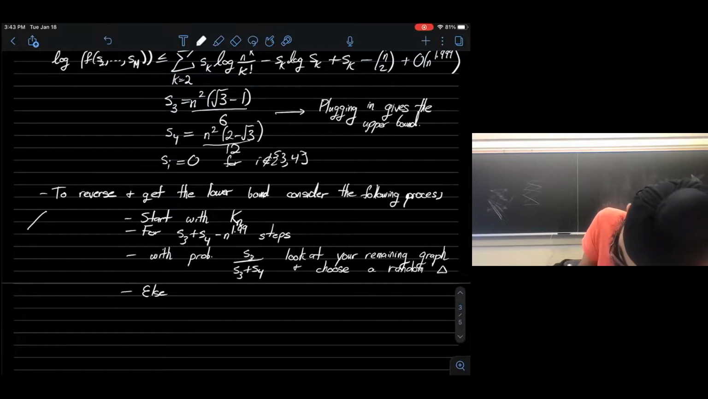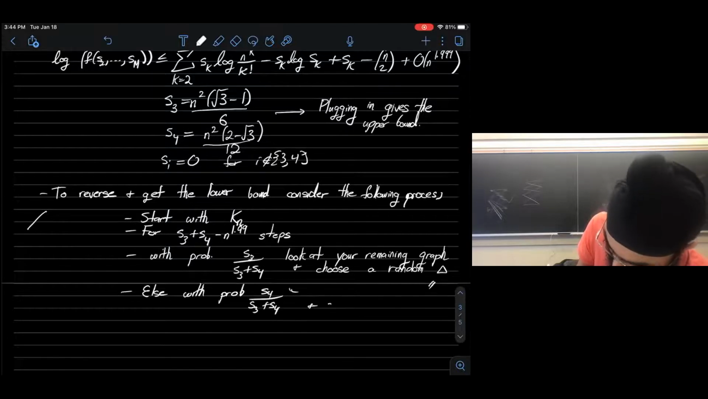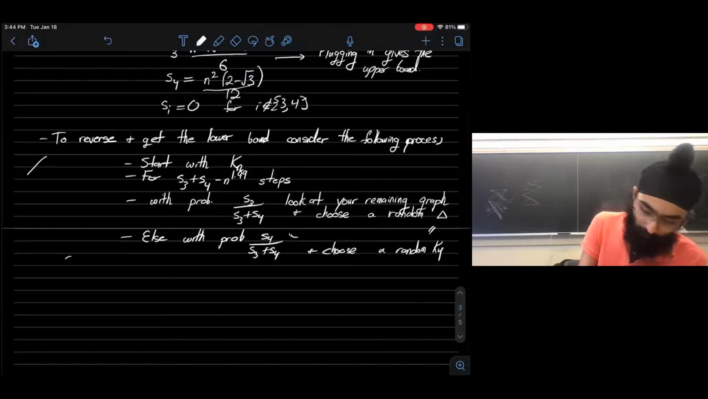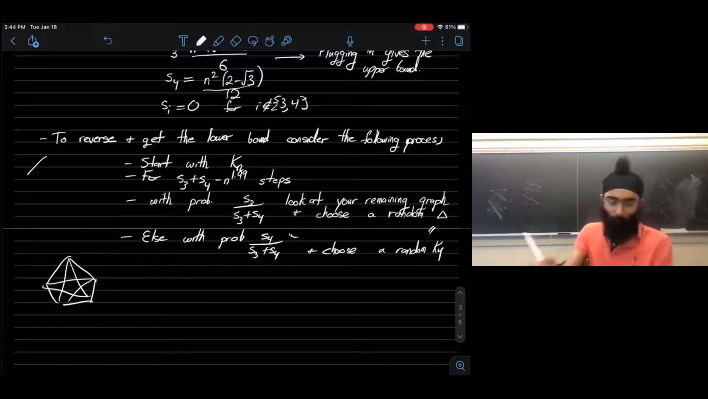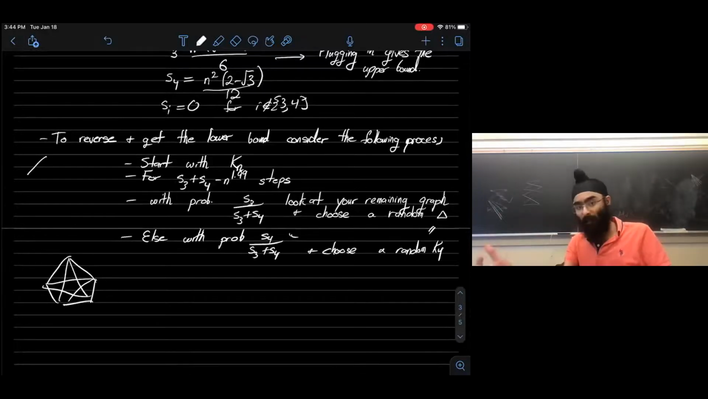Else, with probability S4 over S3 plus S4, look at your remaining graph and choose a random K4. So what am I doing? I'm looking at my complete graph. I'm flipping a coin with the right probabilities. And if I get that I should plant a clique of size 3, I plant a clique of size 3. And if I get I should plant a clique of size 4, I plant a clique of size 4.